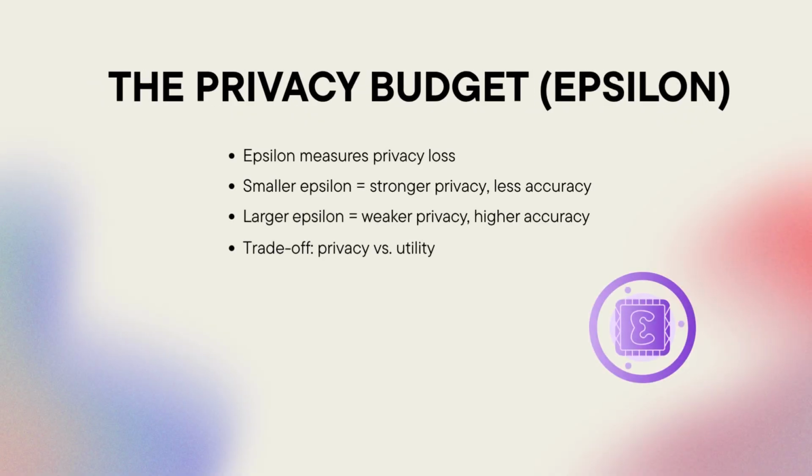The privacy budget, epsilon. At the heart of differential privacy is the parameter epsilon, often called the privacy budget. Think of epsilon as a dial that sets the balance between privacy and accuracy. A small epsilon value means stronger privacy protections, but noisier, less precise outputs. A larger epsilon value reduces the noise, improving accuracy, but weakens privacy. Organizations must decide what level of epsilon aligns with their risk tolerance and regulatory obligations.